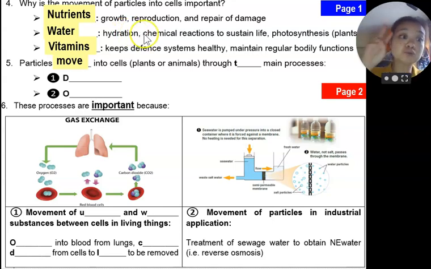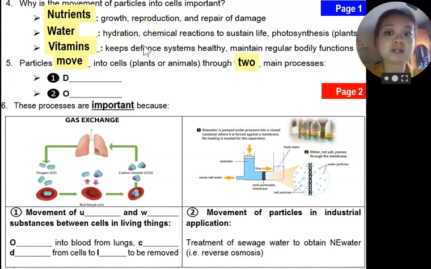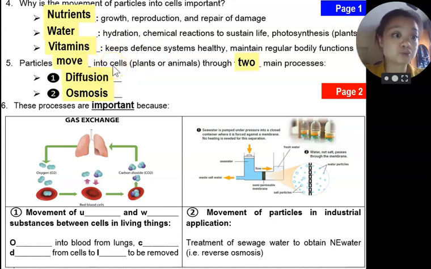They basically move through two main processes, and these two main processes are known as diffusion and osmosis. So today we are going to be focusing on diffusion, and in the next lecture we will be introducing ourselves to osmosis.